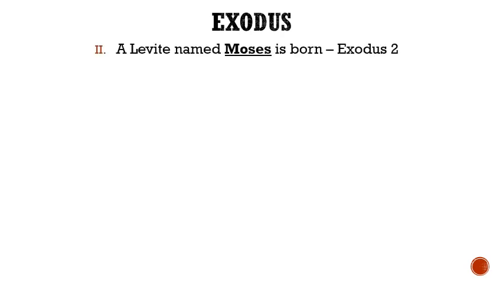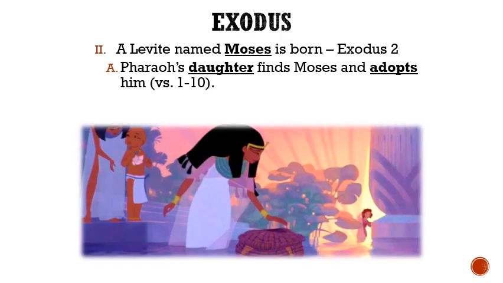Roman numeral 2. A Levite named Moses is born. Letter A. Pharaoh's daughter finds Moses and adopts him. Moses was hidden for 3 months after his birth and then placed in a river where the daughter of Pharaoh would find him. Ironically, his sister Miriam fetched his own mother to nurse Moses for the Pharaoh's daughter, and she got paid for it. The daughter of Pharaoh named the boy Moses, meaning drawn out.